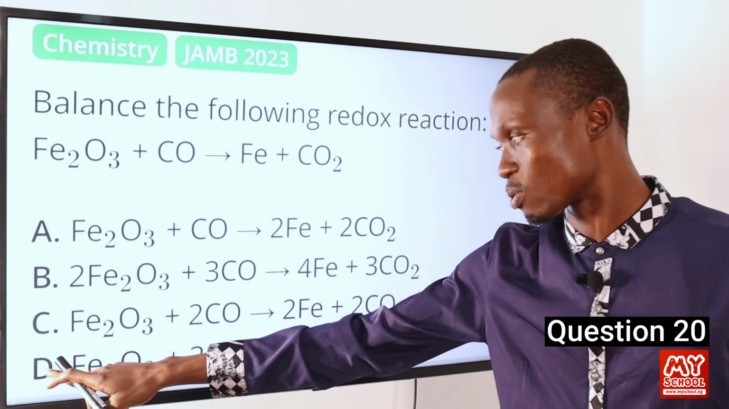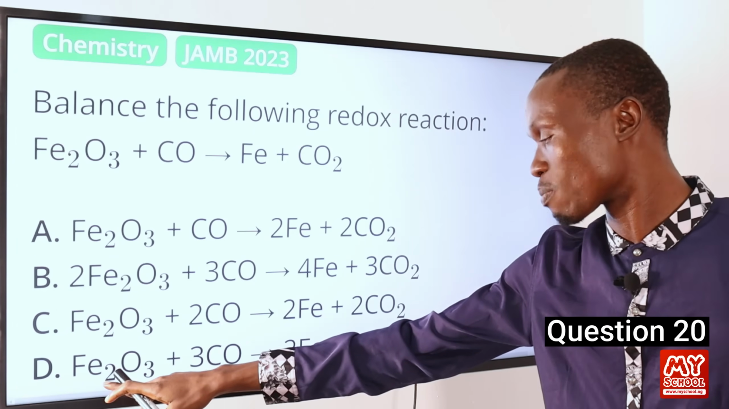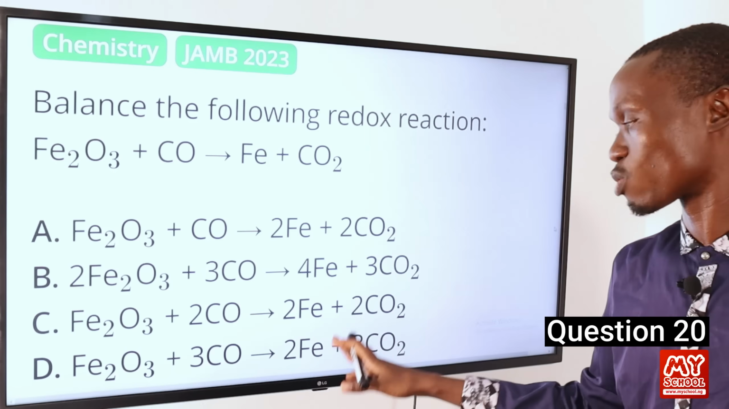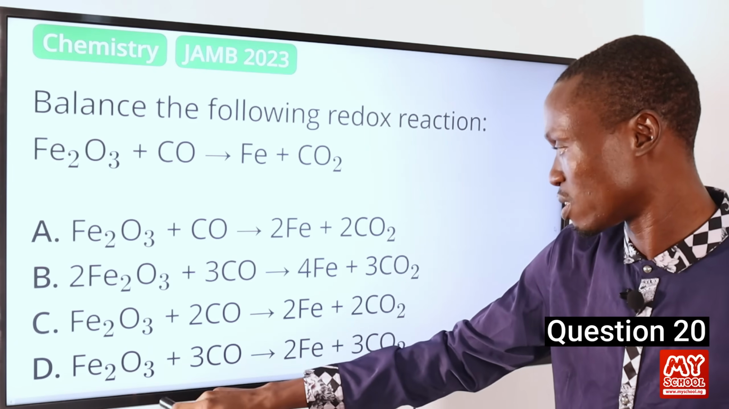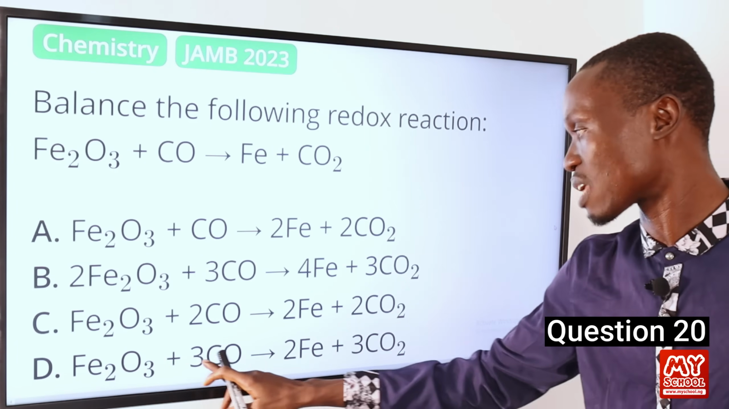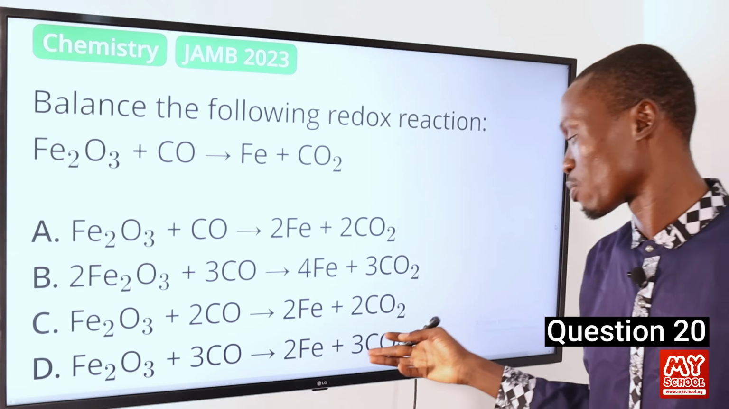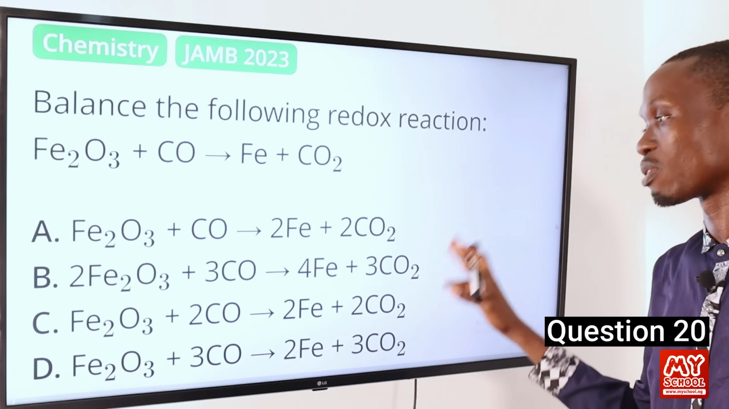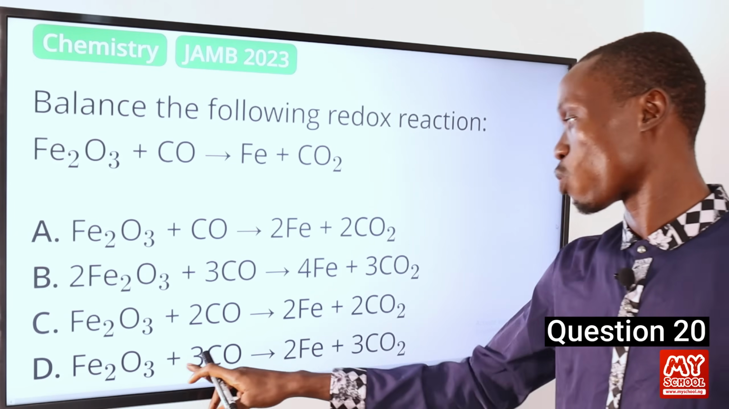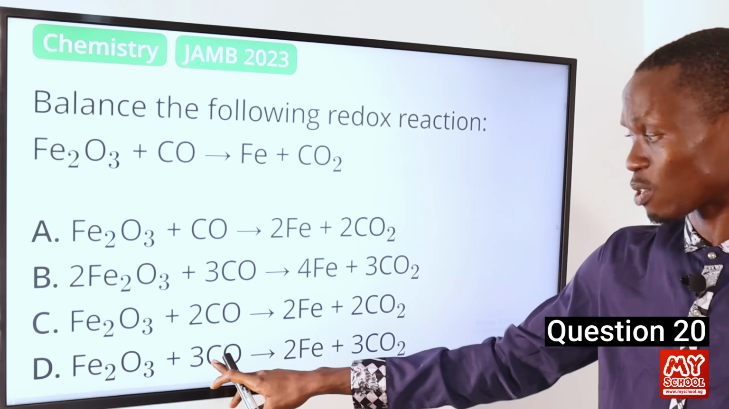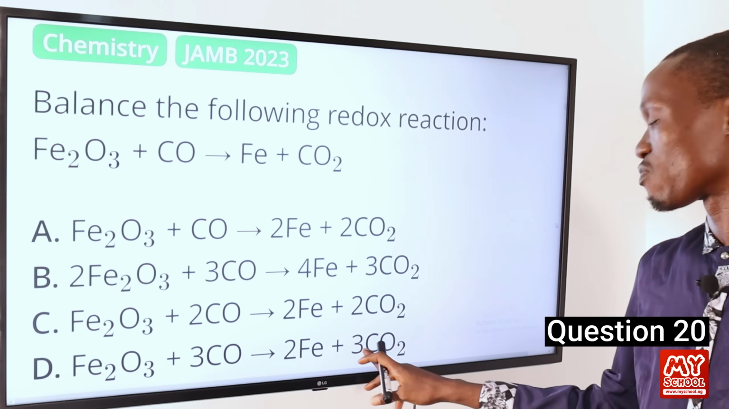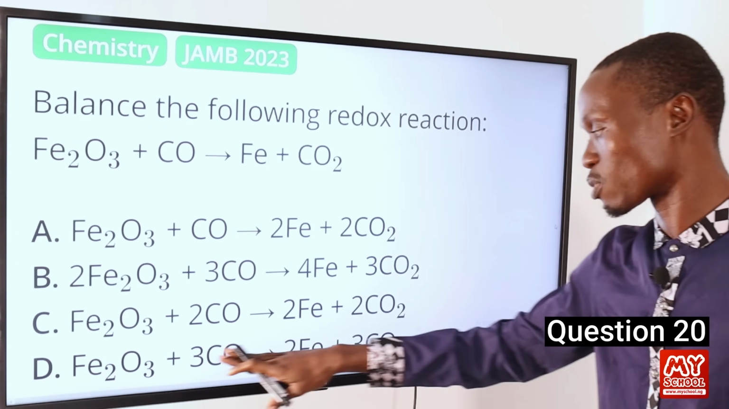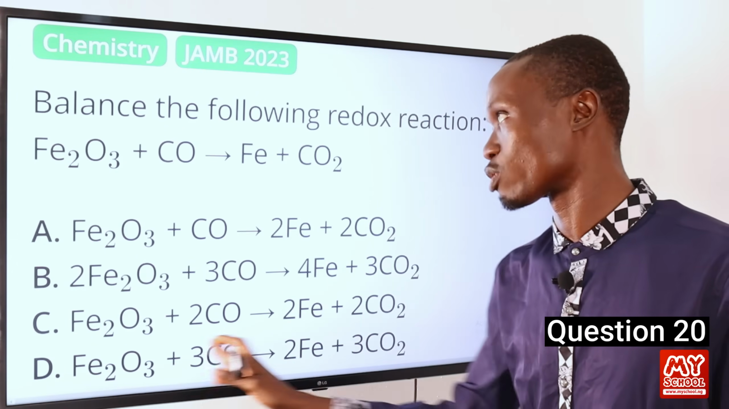Let's check out option D. For option D, we have 2 atoms of iron on the reactant side and 2 atoms of iron on the product side. So iron is balanced. Let's check oxygen. On the reactant side, we have 6 atoms of oxygen. On the product side, we also have 6 atoms of oxygen, since 3 times O2 gives us 6. Let's check carbon. On the reactant side, we have 3 atoms of carbon, and on the product side, we have 3 atoms of carbon. So the answer to this question is option D. In option D, the redox reaction is balanced.